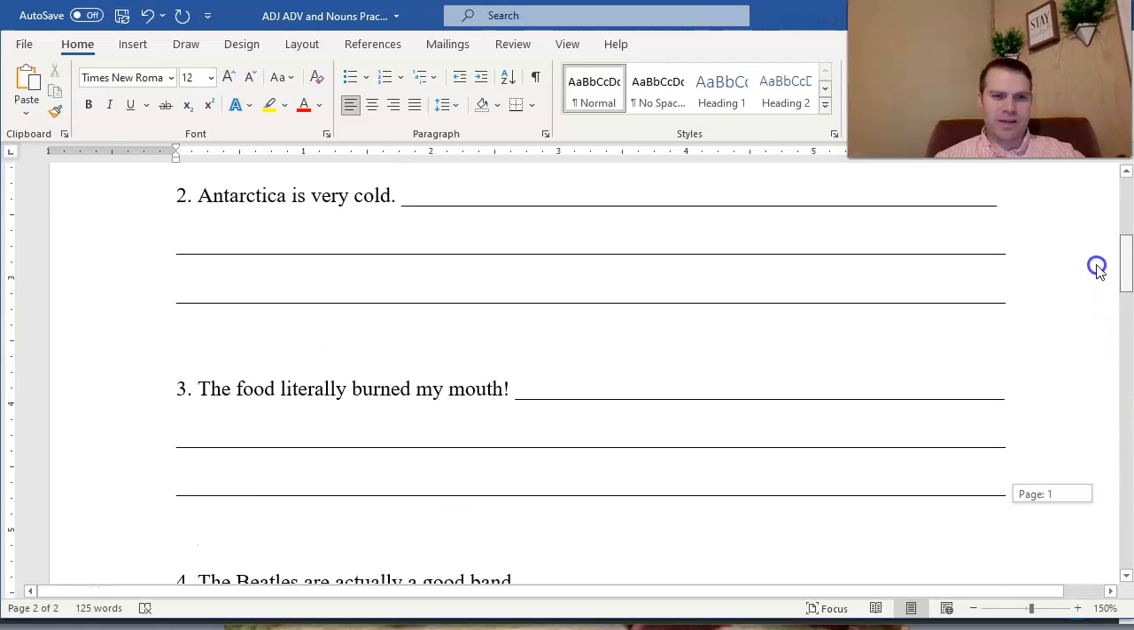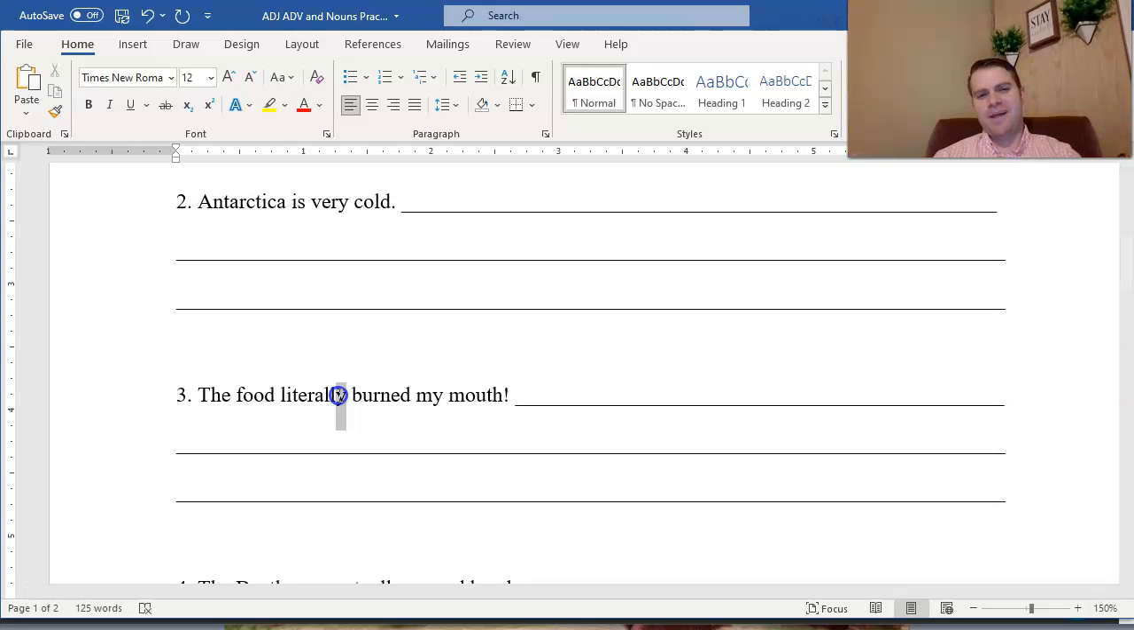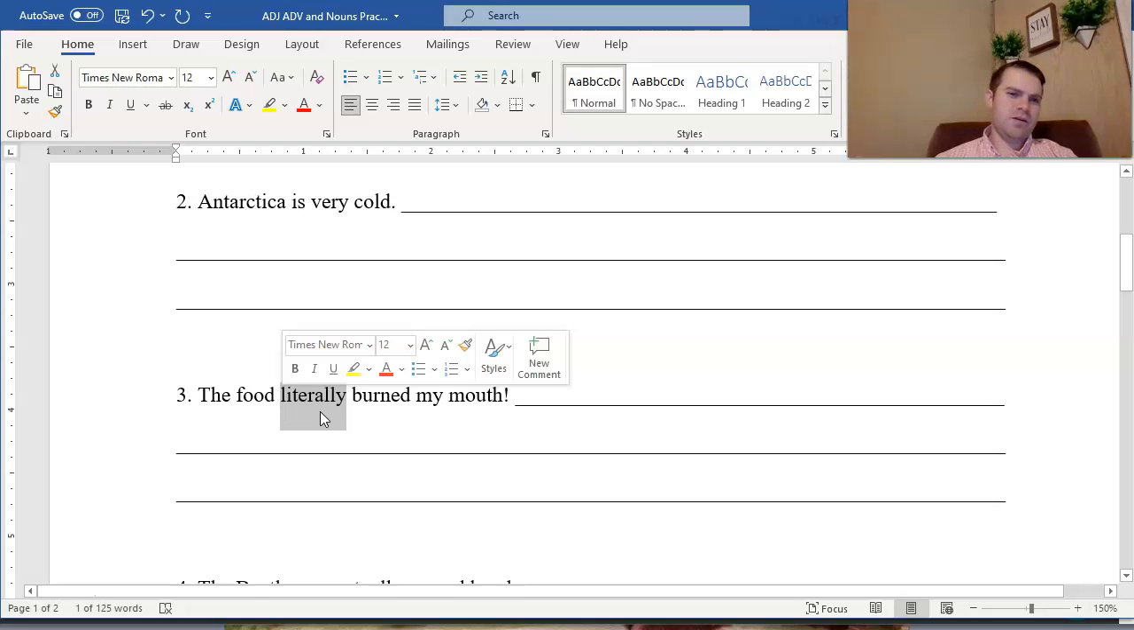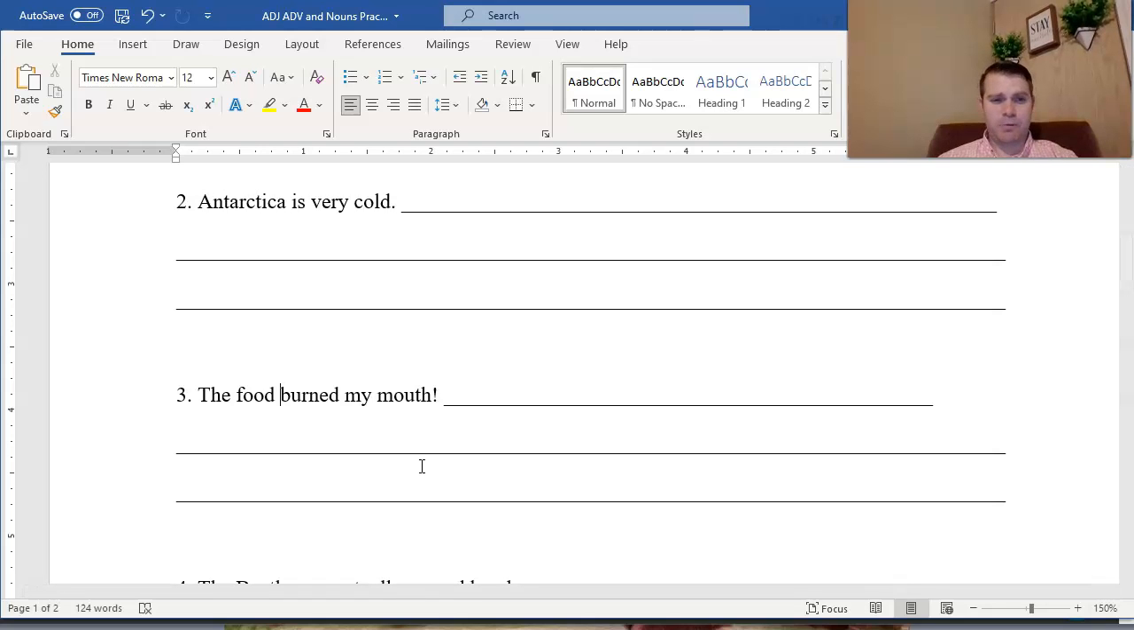But the last one I want to look at real quick is number 3. The food literally burned my mouth. I totally forgot. There I am using totally. Notice how deeply ingrained these vague adverbs are in our language. I forgot to include literally on our notes, but let's talk about that. Literally is a word that we overuse in our language. There's really 2 options for what we can do with literally. One thing we can do is just get rid of it. The food burned my mouth and the food literally burned my mouth mean the same exact thing. Literally is a pointless word in that sentence.